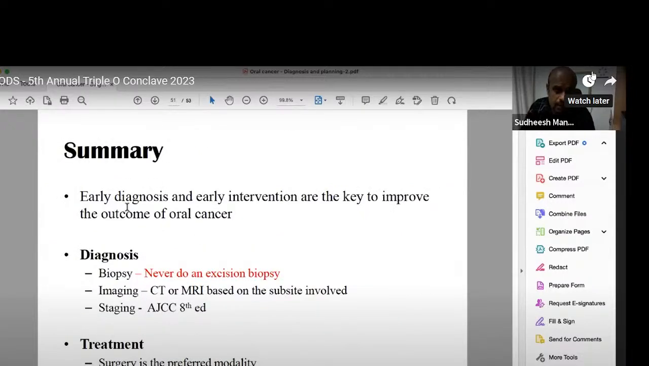To summarize, early diagnosis and early intervention are the key factors to improve the outcome of oral cancer. For diagnosis, biopsy is the gold standard, and never ever do an excision biopsy, for the reasons that I already discussed. Imaging, CT or MRI, based on the subsite which is involved, and staging is based on the AJCC 8th edition currently. And for treatment, again, surgery is the preferred modality, and adjunct treatment will be based on the risk factors.